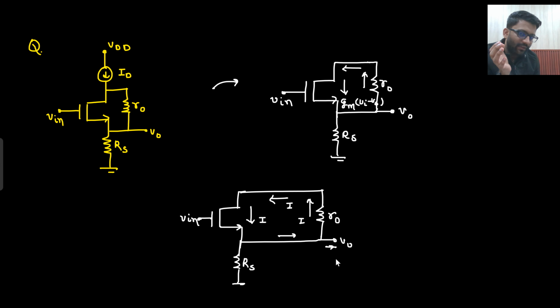Now you will not say that sir, current will be going here. No, V naught will not drive any current. The current will not be going here. This is not a potential, this is just a node. So this node will not take any current. So this I current has to flow here as well.